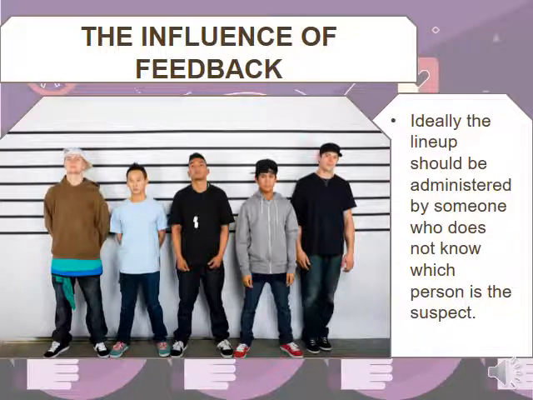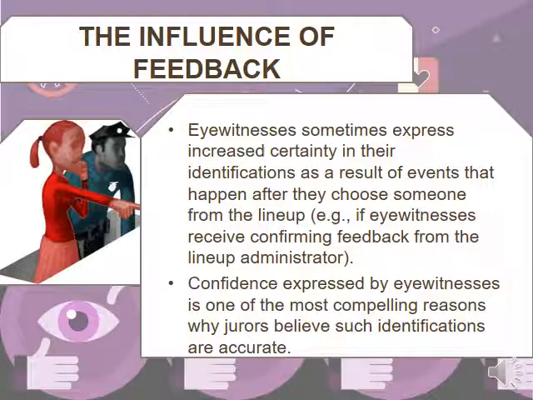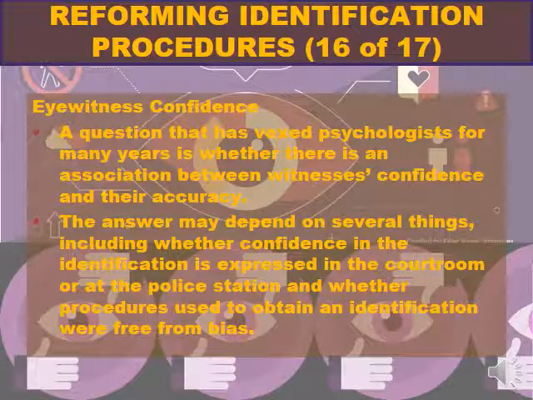Now, ideally, the lineup should be administered by someone who does not know which person is the suspect. Eyewitnesses sometimes express increased certainty in their ID as a result of events that happen after they choose someone from the lineup, in other words, if the eyewitness received confirming feedback from the lineup administrator. Confidence expressed by eyewitnesses is one of the most compelling reasons why jurors believe such identifications are accurate. The individual expresses that, yes, I did see this, from the bottom of my gut I know this is the individual, and that is the reason why jurors believe identifications are accurate.